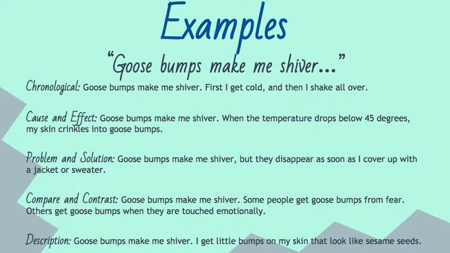Okay, so I'm going to give you some examples of the same exact sentence, "Goosebumps make me shiver," being used for several different text structures. If I was going to write a story about this in chronological order, it would say, "Goosebumps make me shiver. First, I get cold. Then I shake all over." If it was going to be cause and effect, remember, this is where you have to show why something happened and the effect of it. "Goosebumps make me shiver. When the temperature drops below 45 degrees, my skin crinkles into goosebumps."